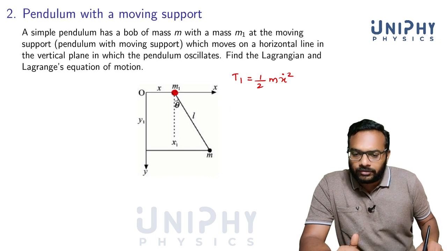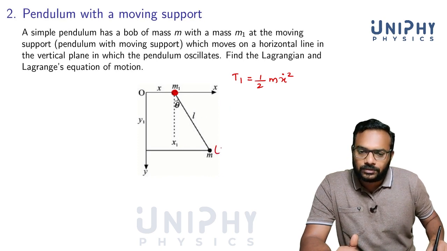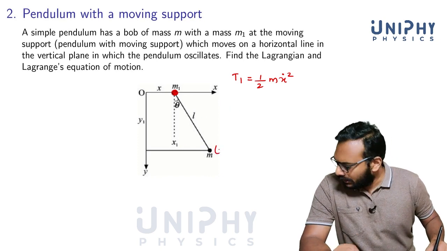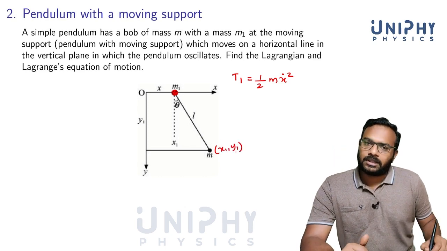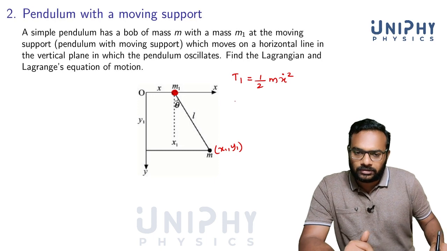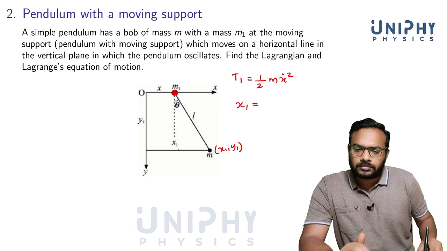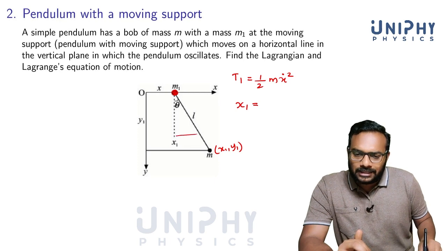Before T2, we have to find the coordinates of these things. We'll call it x1 and y1. Okay, x1 and y1. The coordinates are x1 and y1. So we have to be a bit careful here. Let's find what's x1. Right. X1 we see it's the sum of these two lengths. Okay, and what's this length?